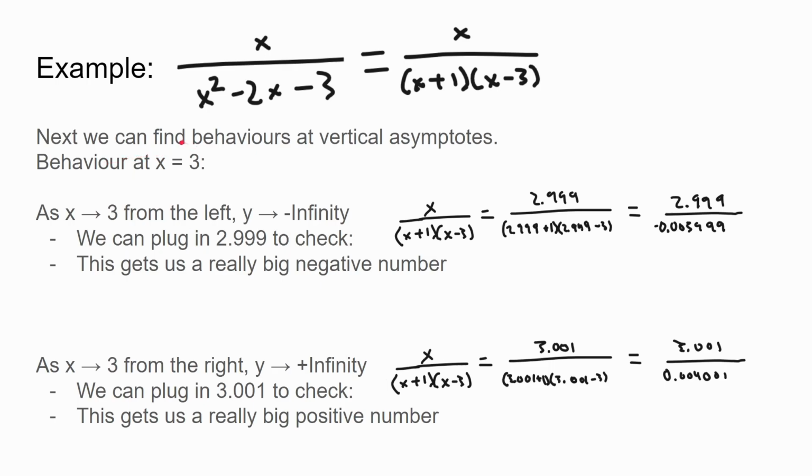And the second asymptote, behavior at x equals 3. So as x approaches 3 from the left, y approaches -infinity, plugging in 2.999 to check. And this gives us a really big number, so infinity, and big negative number, so approaches -infinity. And as x approaches 3 from the right, y approaches positive infinity, and we can check this by plugging in 3.001, which is directly to the right of 3, and this gets us this number, which is really big and also positive. So as x approaches 3 from the right, y approaches positive infinity.